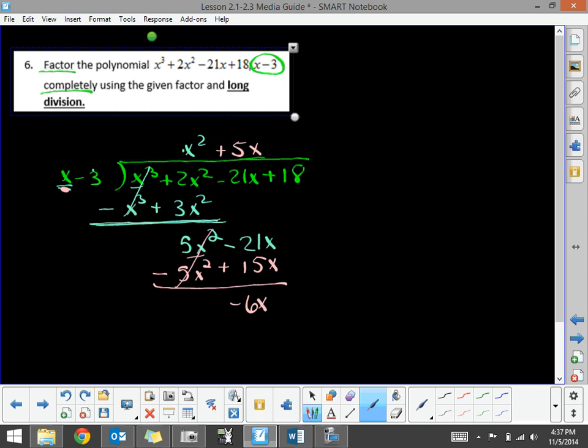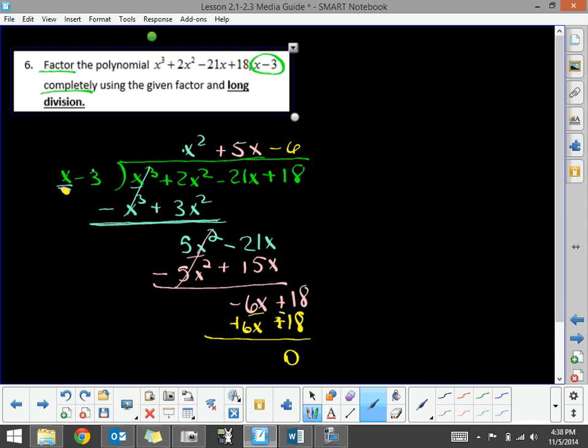We need to drop down our next number, which is 18. Then after we drop down that 18, we figure out what we multiply x by to get negative 6x. Well, that's times a negative 6, so negative 6 times x is negative 6x, and negative 6 times a negative 3 is a positive 18. If we draw the line, change the signs, and add, then we end up with a remainder of 0.